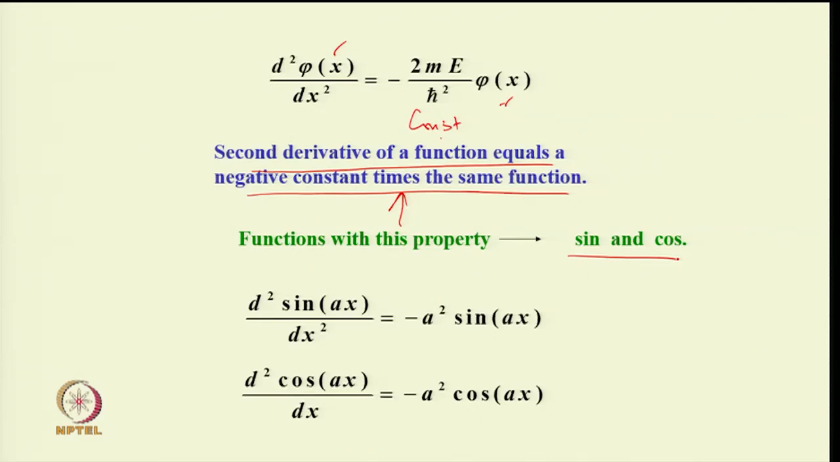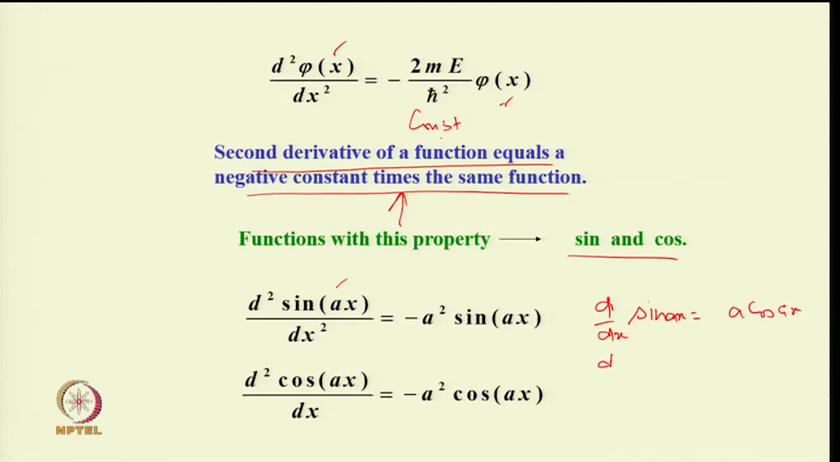The function with this property is the sine and cosine function. Now let's think, if I take the second differential, what will happen? So let's take the second differential of sin ax. We know that the first differential, d by dx of sin ax, is equal to a cos ax.